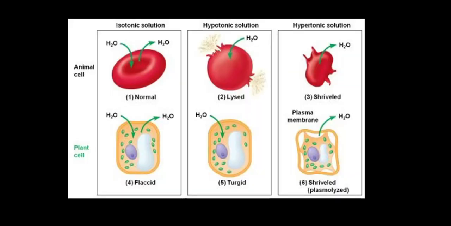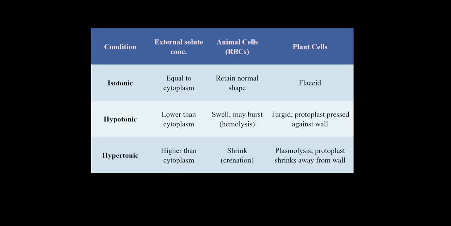Here is a diagram. Animal cell in isotonic solution will be normal because there is no net flow of water. In hypotonic solution, the cell becomes lysed, and in hypertonic it will become shriveled. The plant cell in isotonic solution will become flaccid. In hypotonic solution it will become turgid, and in hypertonic solution it will become plasmolyzed. The same is written over here.